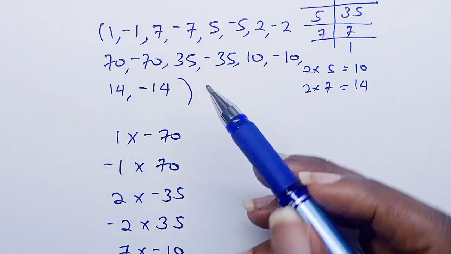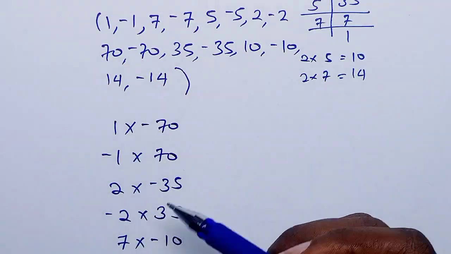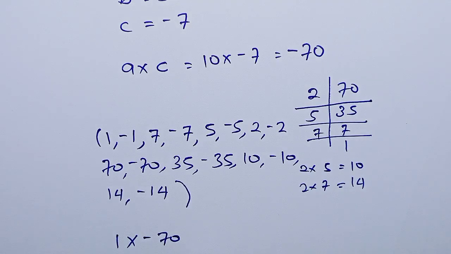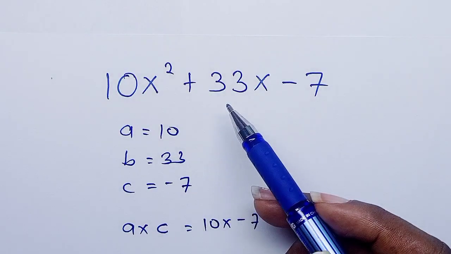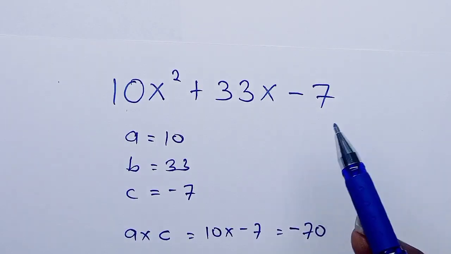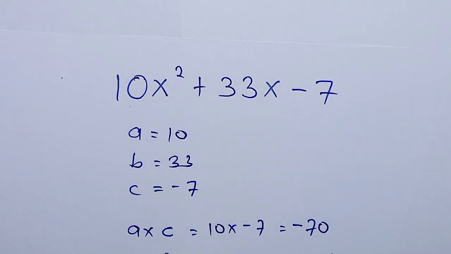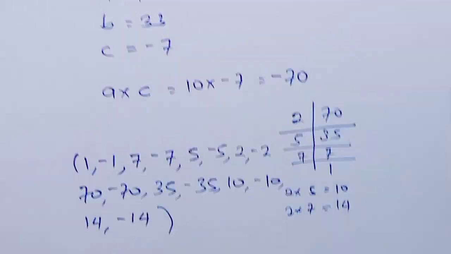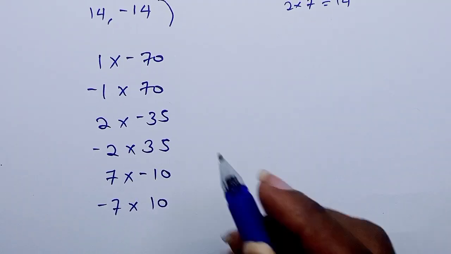Out of these, this is what we've been able to get. Now, among these, which you can multiply and get negative 70, we need to find the two factors that when you add them together, you get 33. When you multiply them together, you get negative 70, but when you add them, you get positive 33. Now we need to look for those two factors.